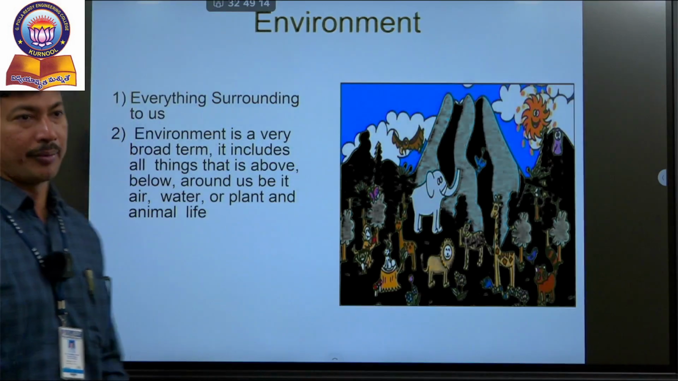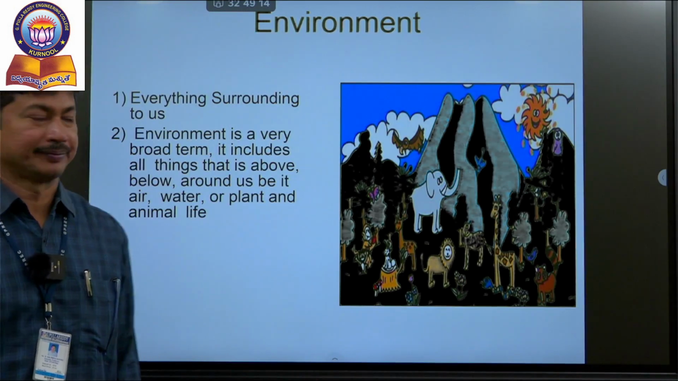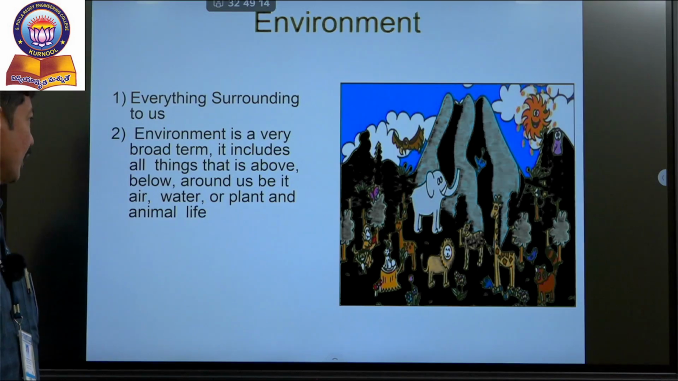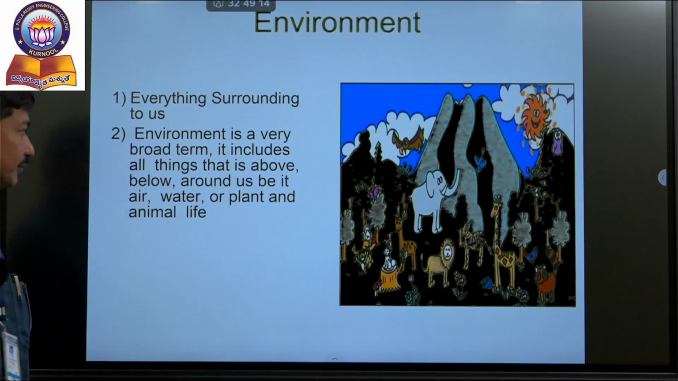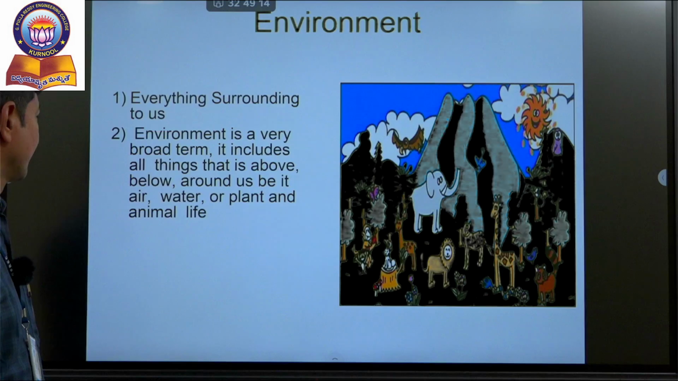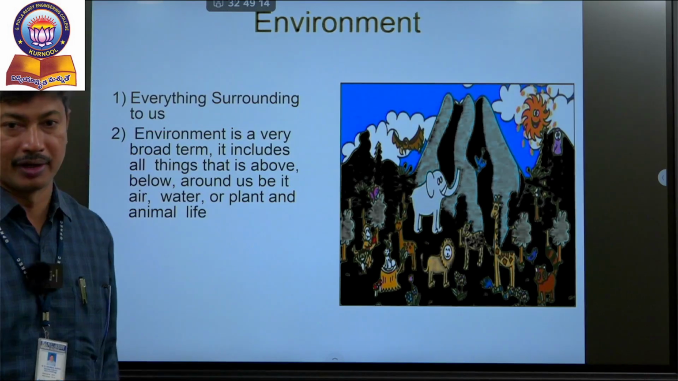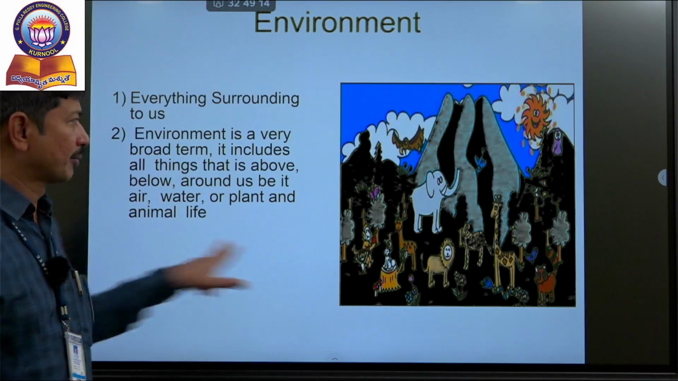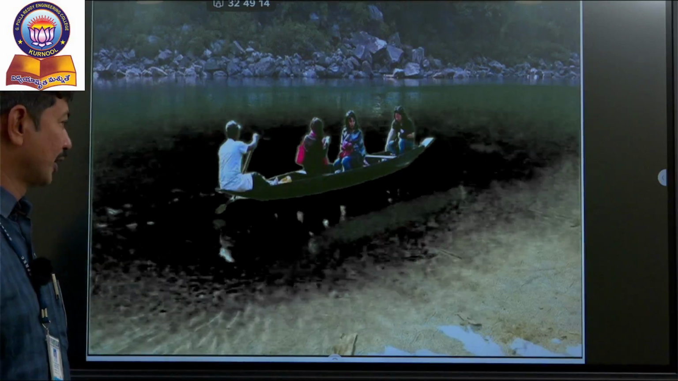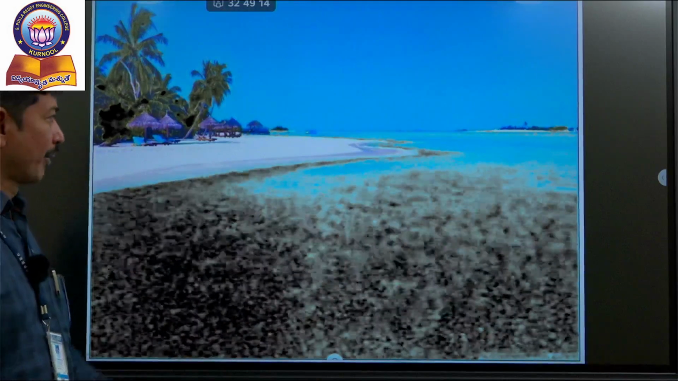What is environment? Environment means surroundings. It is a very broad term generally. It includes all things that are above, below, and around us, be it air, water, plant, and animal life. So one of the pictures shows our environment. This is one type of environment.